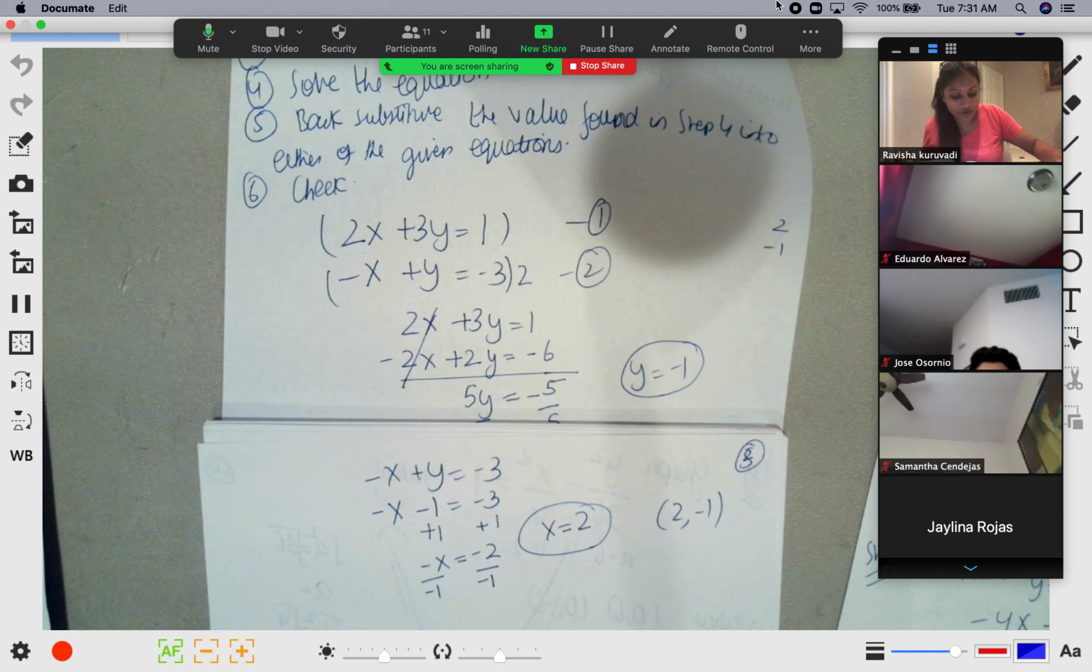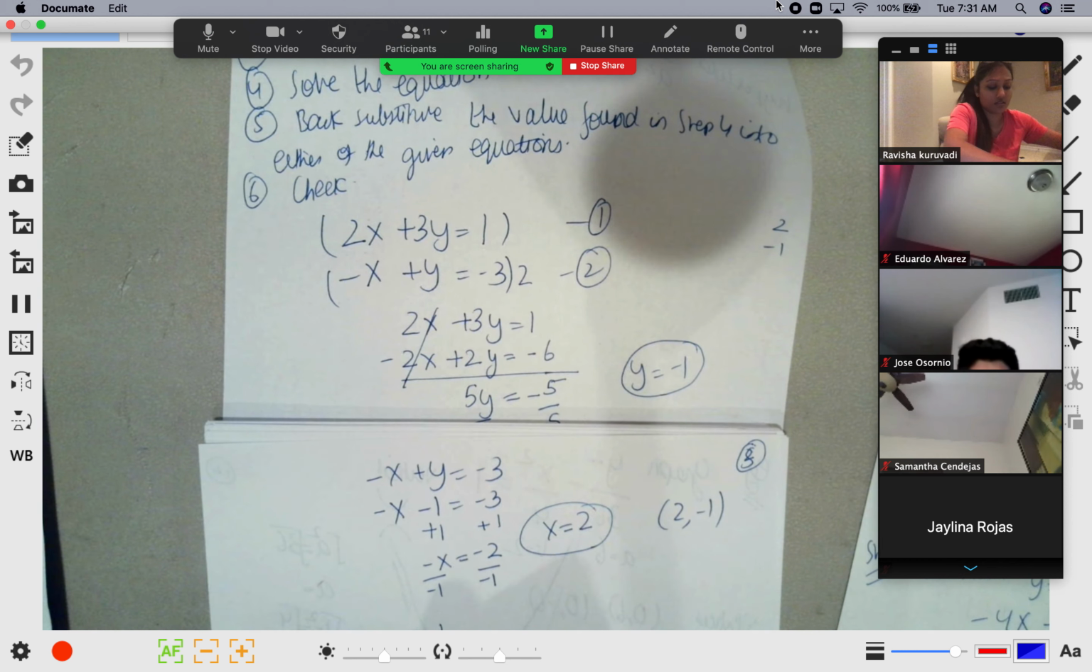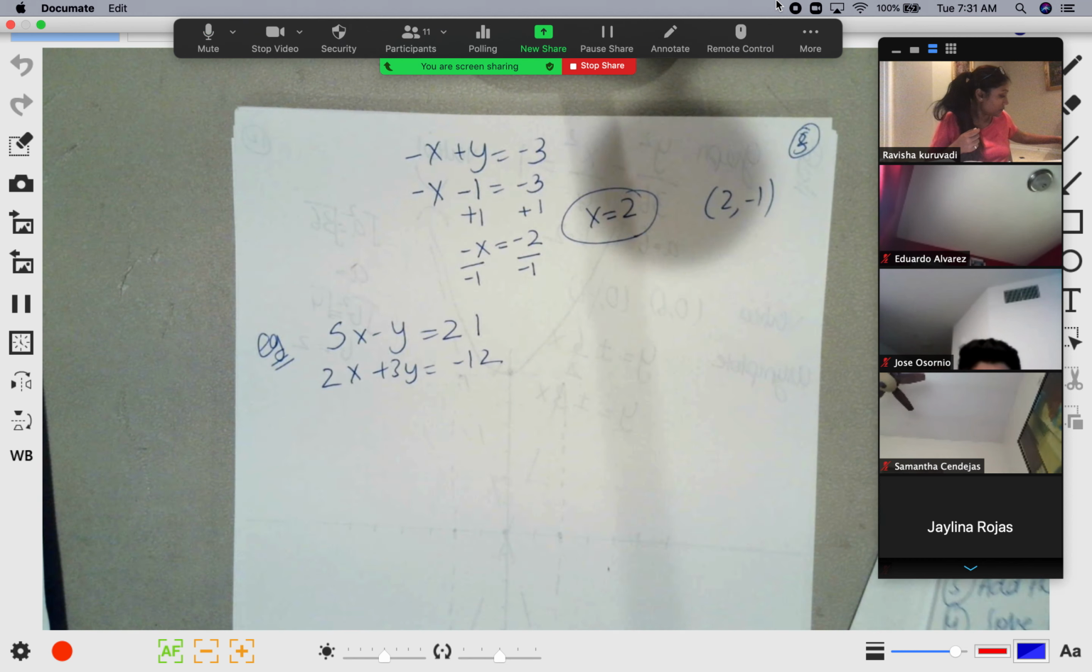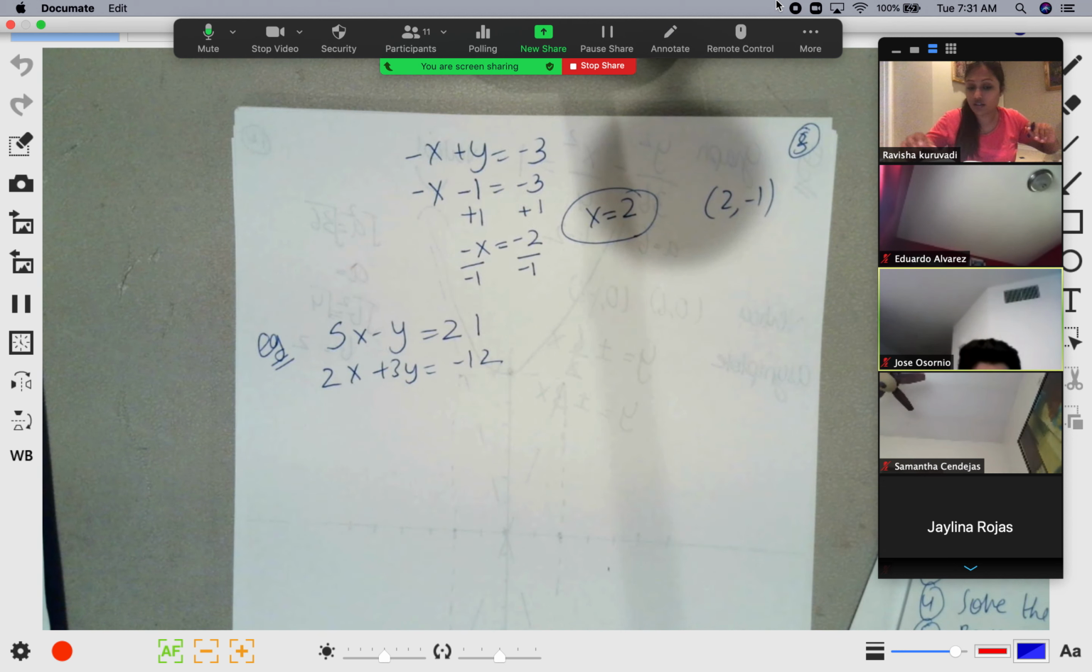I want everyone to try this problem by themselves right now. You are given 5x minus y is equal to 21, and 2x plus 3y is equal to negative 12. Just a second. Solve this by elimination method. Shaira?